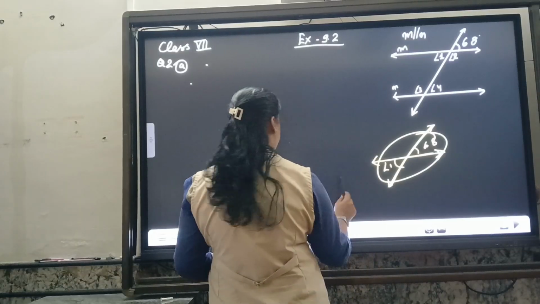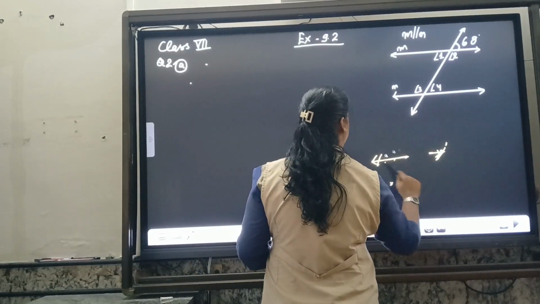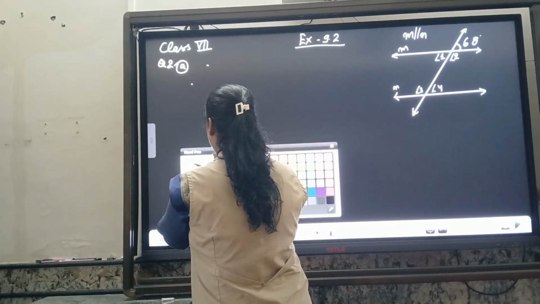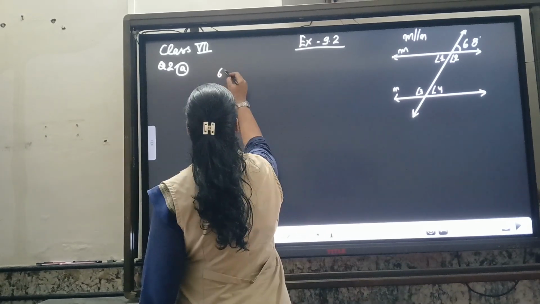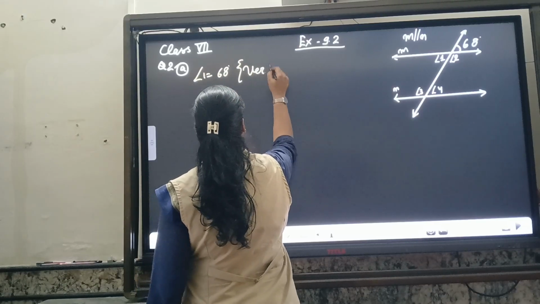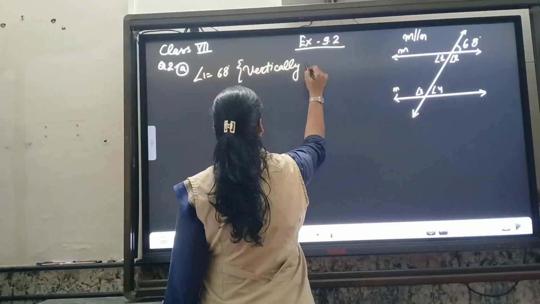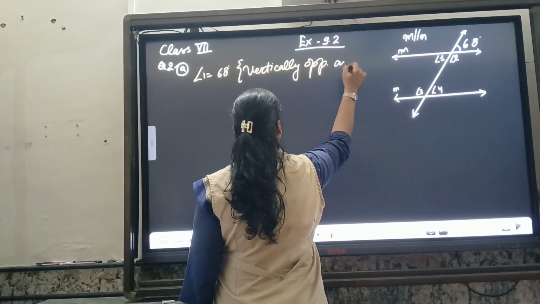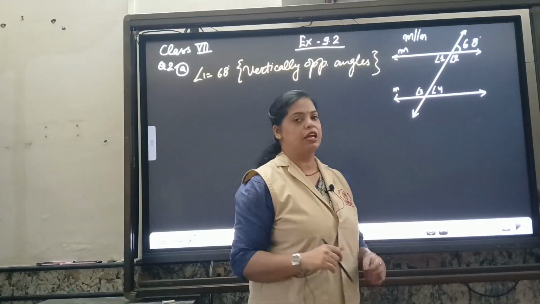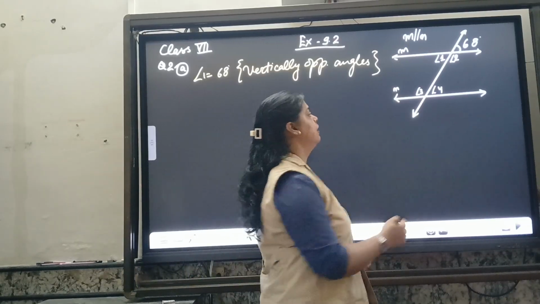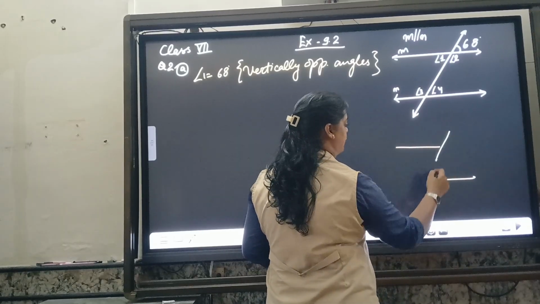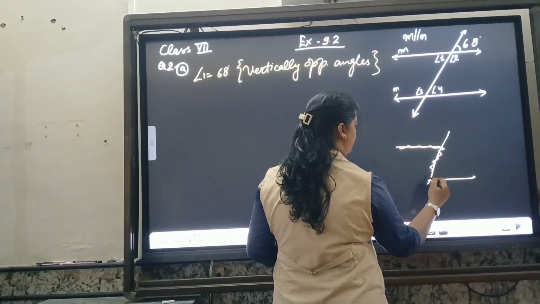So I am directly writing here, and angle 1 both are vertically opposite angles. So they will be equal in measure. Now we are moving towards angle number 4, because angle 1 and 4 are like this. There are two parallel lines cut by a transversal line and it is forming the alphabet Z.